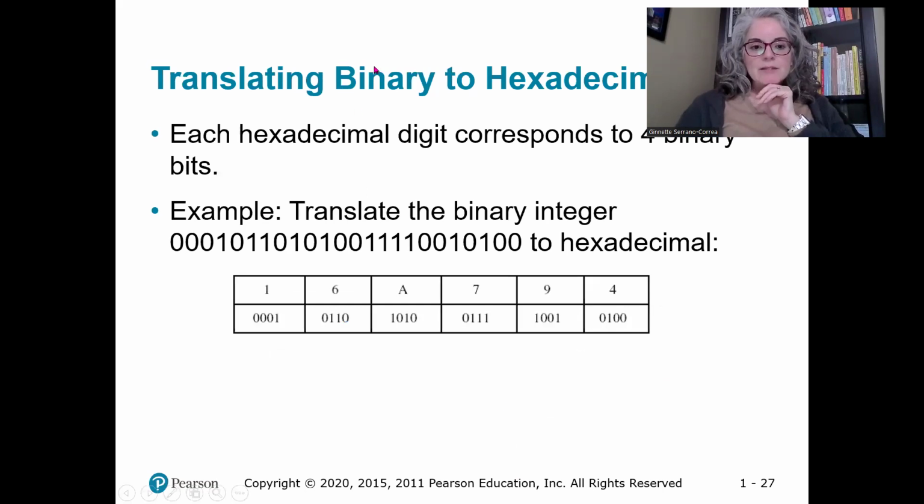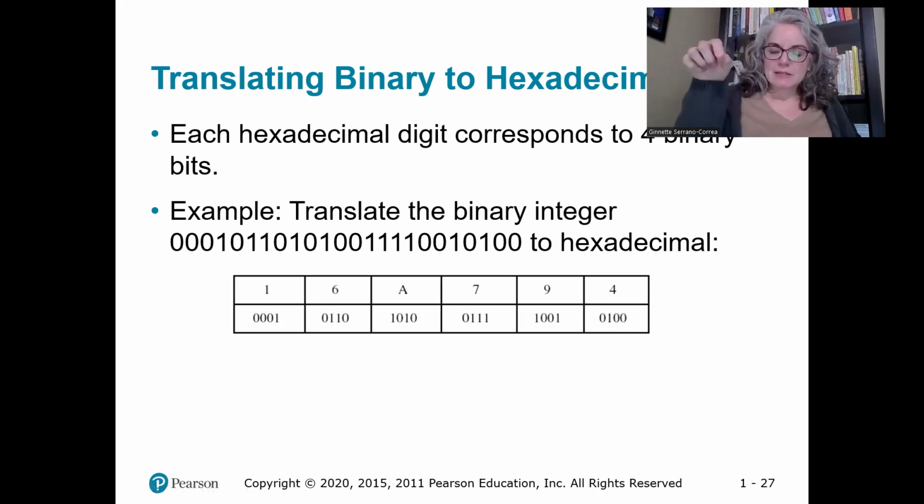Okay, I think that's all I wanted to say for that slide. Okay, here we're translating binary to hex. So we have to change a binary number to a hexadecimal number. When we translate binary to hex and we have a very long binary number, we always break up that binary number into chunks of 4. And then we convert that chunk of 4 into its hexadecimal number.